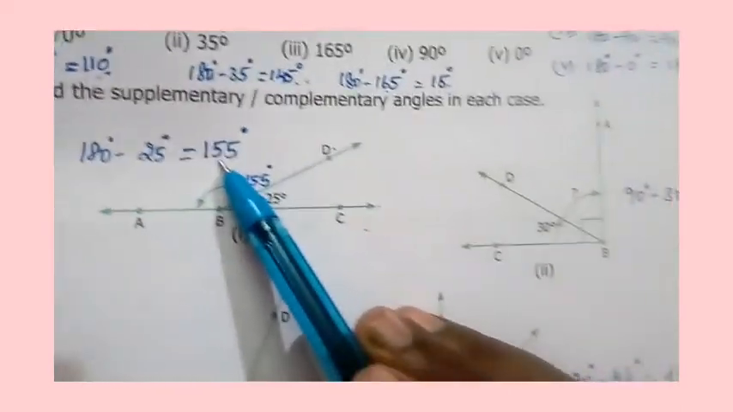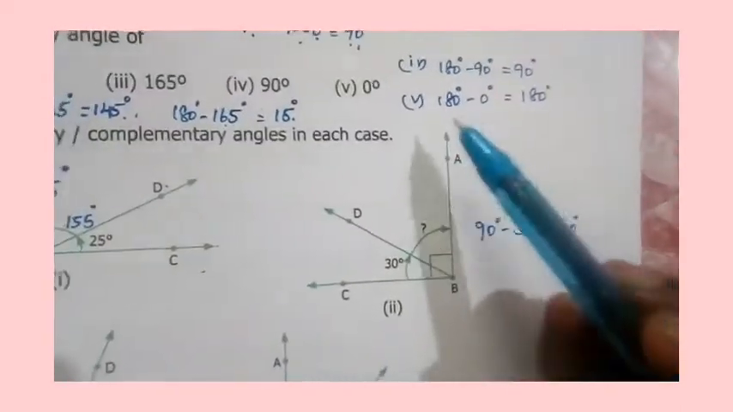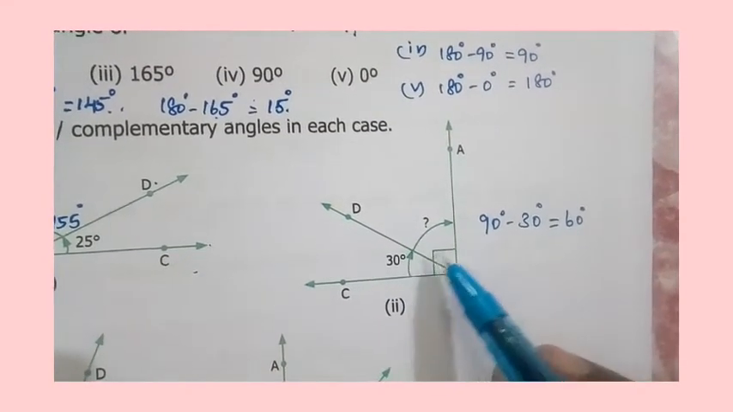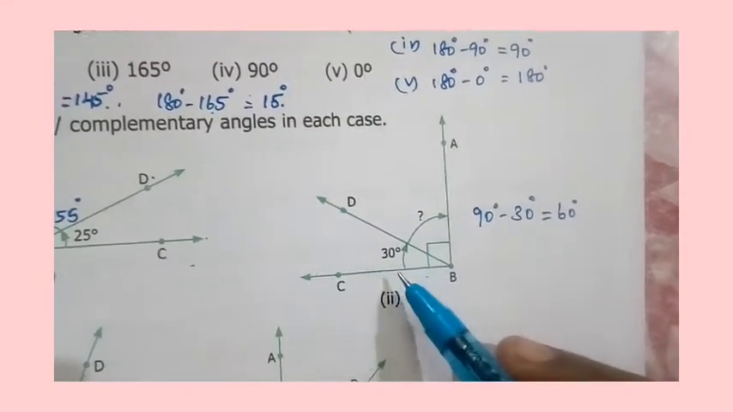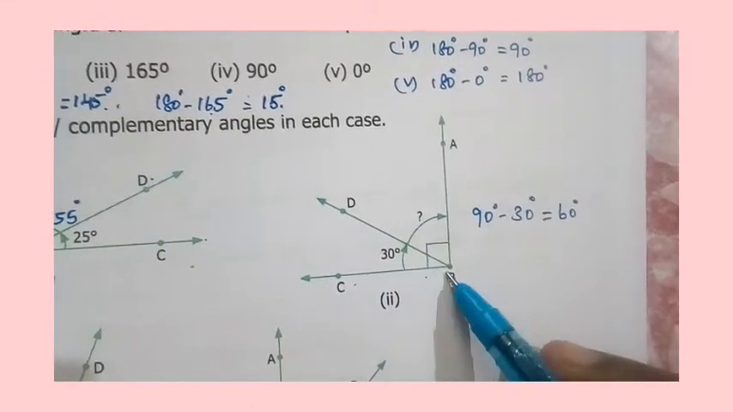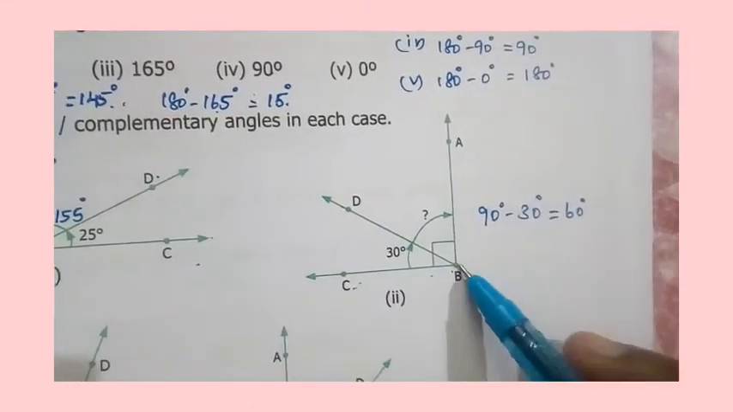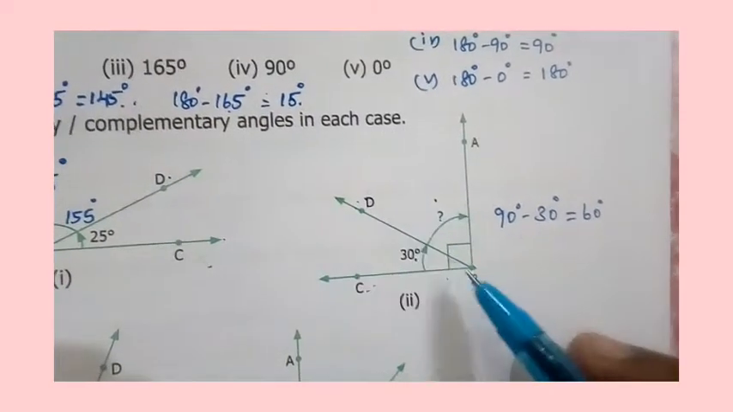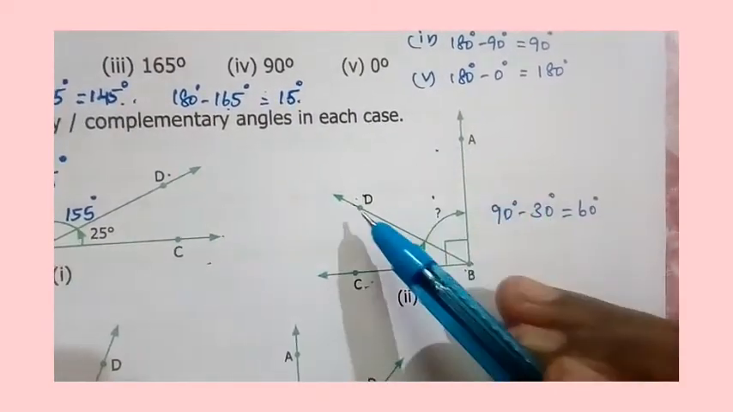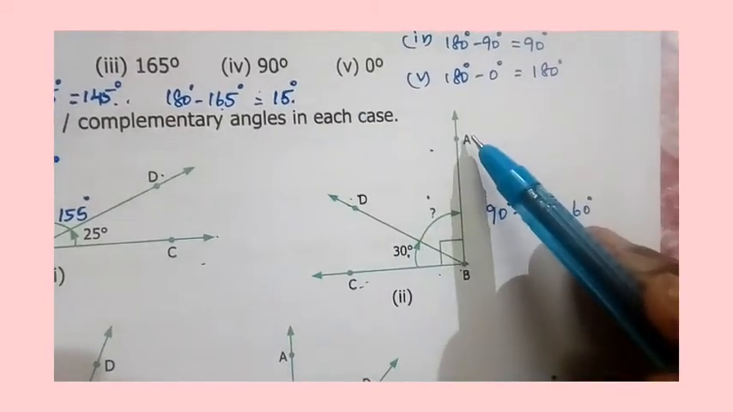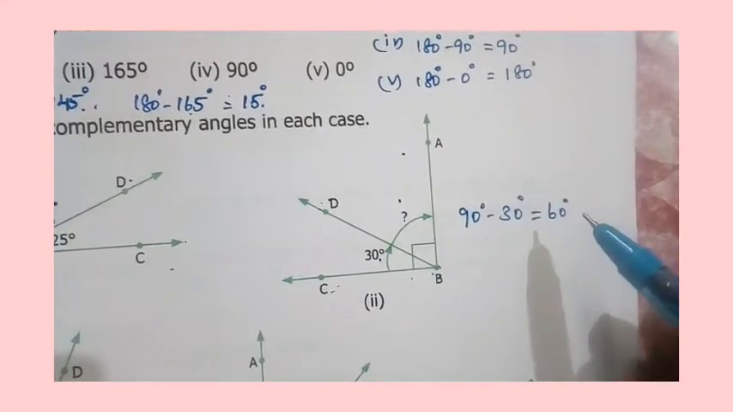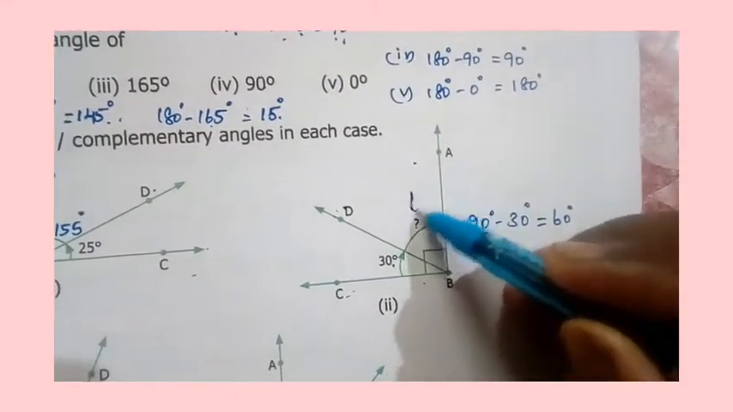So it is 155 degrees. The second question looks like an L shape. It is a right angle, and the full angle is 90 degrees. Here angle CBD is 30 degrees. We want to find this angle, that is DBA. How do we find it? 90 degrees minus 30 degrees is equal to 60 degrees. So this is 60 degrees.